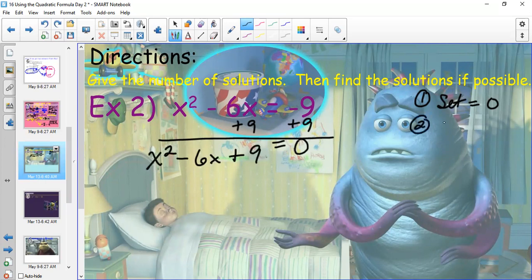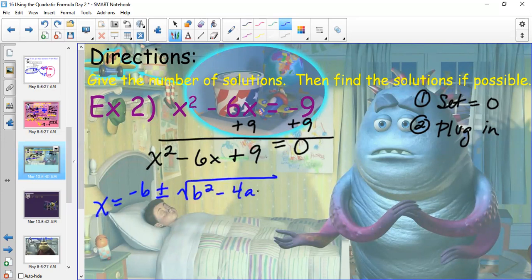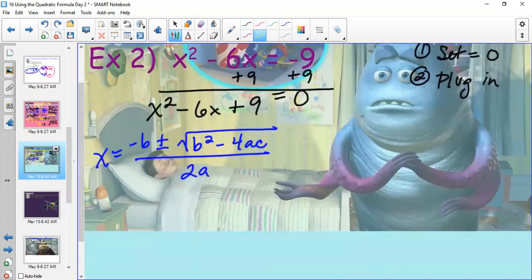All right, step 2, we're going to plug in to the formula. So x equals negative b plus or minus the square root of b squared minus 4ac all over 2a. And out to the side, I am going to first identify my a, my b, and my c. So my a is in front of my x squared, which is 1. My b is in front of my x, which is negative 6. And my c is my constant, which is 9.